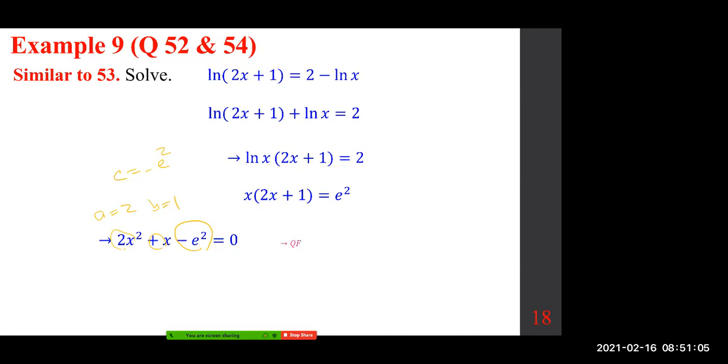And so x equals minus b plus or minus the square root of b squared minus 4ac over 2a. So plug in: minus b is minus 1, plus or minus the square root of b squared, or 1 squared is 1, minus 4 times a, which is 2, times c.